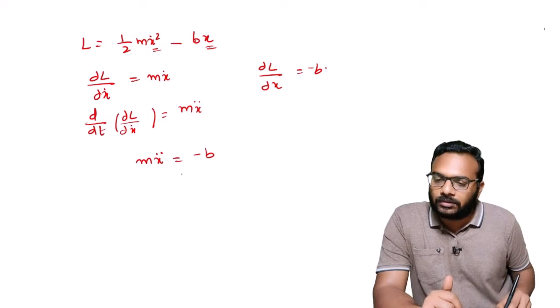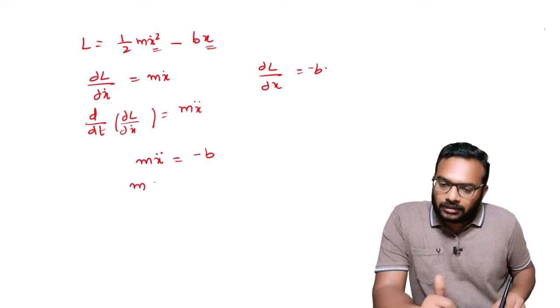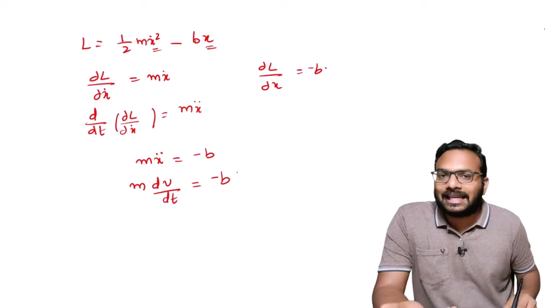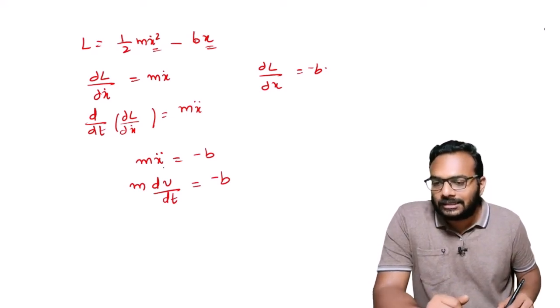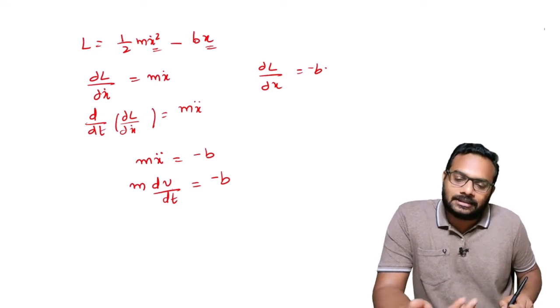Right, we just solve it and obtain. So first maybe we can write this in this form. This can be written as m dv by dt, equal to minus b, because x double dot is the acceleration. X double dot is d by dt of x dot, and x dot I have written as v here.